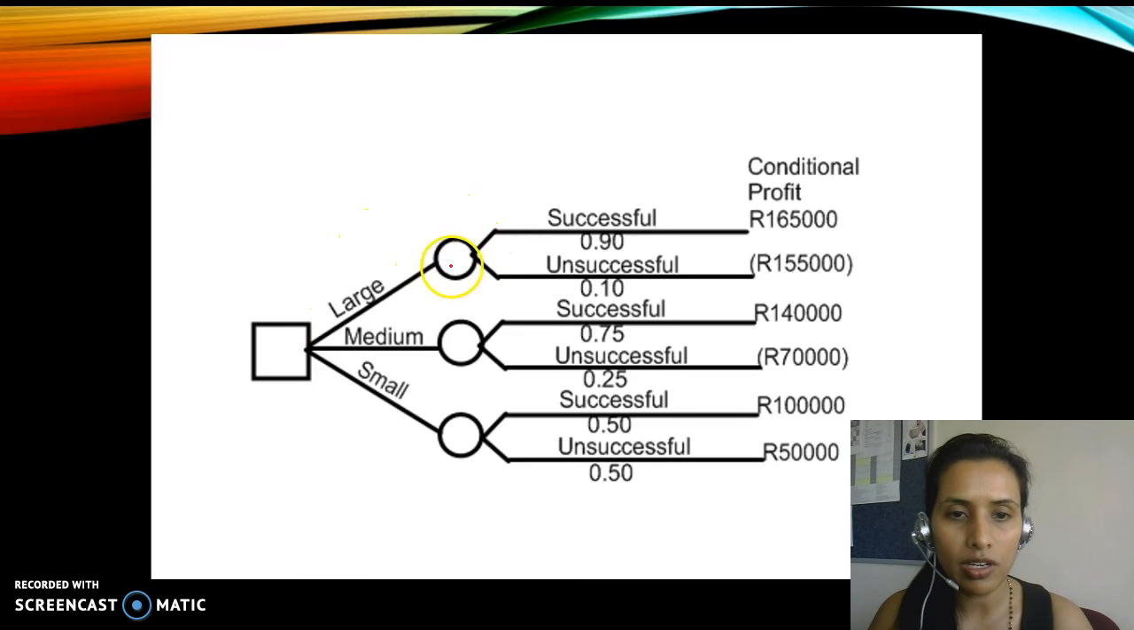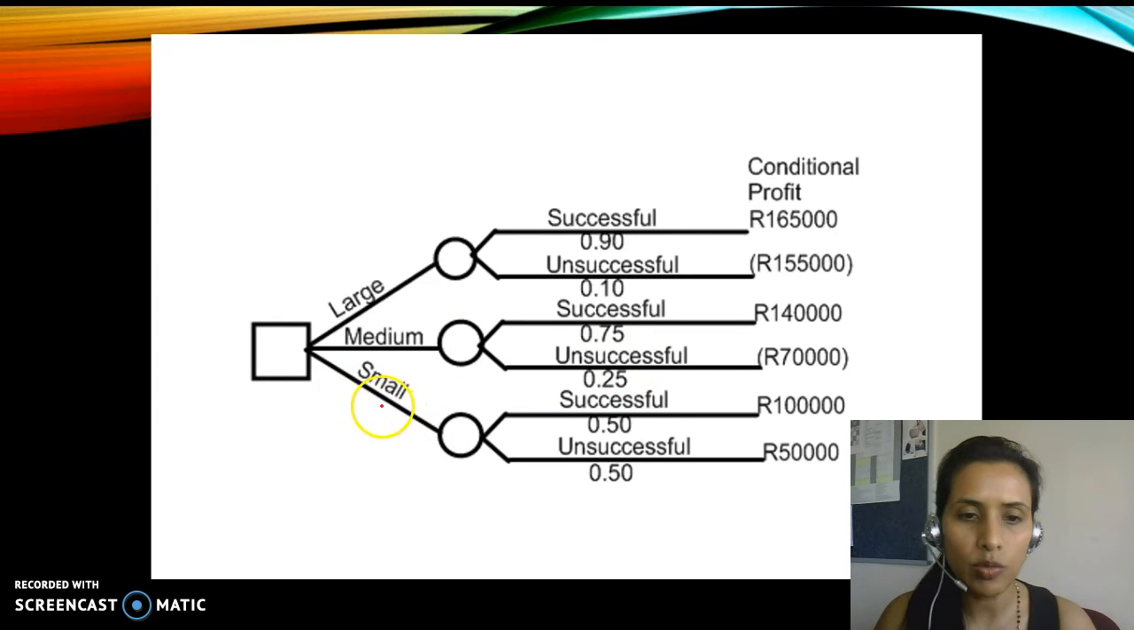Okay, if we choose a large factory, we're going to have to draw a circle to indicate that there's an outcome of it being successful with a 90% chance and it being unsuccessful with a 10% chance. Remember that your probabilities have to add up to 1. If we choose the medium-sized factory, then we're going to have to draw a circle to indicate that there's two outcomes. There's a 75% chance of the campaign being successful and a 25% chance of the campaign being unsuccessful. If we choose the small factory, the outcome is a 50% chance of the campaign being successful and a 50% chance of the campaign being unsuccessful.